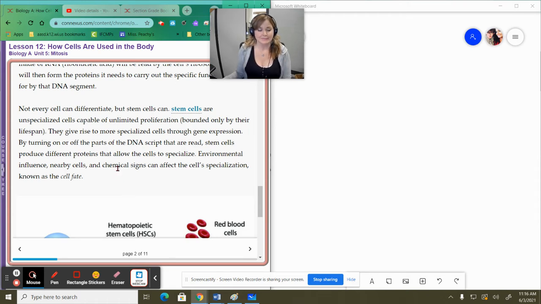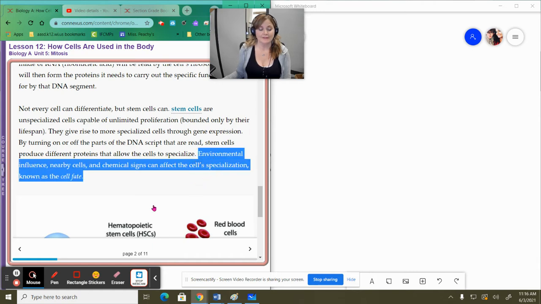This is something that is communicated to the cell through a bunch of different mechanisms. As the reading specifies, there are environmental influences. Certain things in the environment may trigger cell replication. Nearby cells can communicate information to stem cells to tell them to divide. Chemical signals can affect the cell specialization. Different chemical signals will determine what type of cell that stem cell differentiates into.